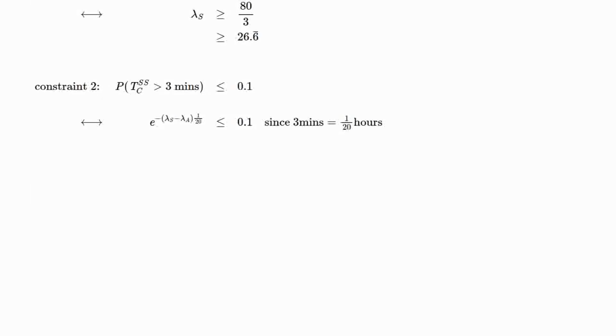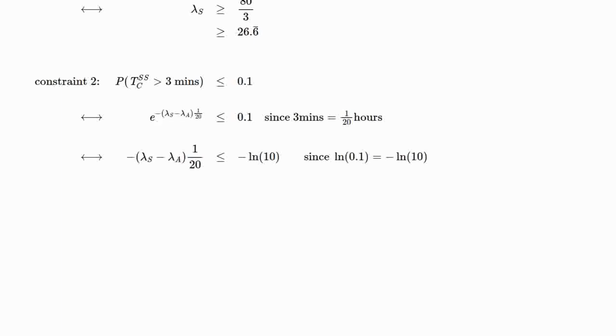Well, in steady state, the queue has an exponential lambda s minus lambda a distribution. And so we need e to the minus lambda s minus lambda a at time 1 over 20 to be less than or equal to 0.1. Well, we can just take logarithms on both sides, and so this is equivalent to minus 1 over 20 lambda s minus lambda a is less than or equal to minus ln 10.